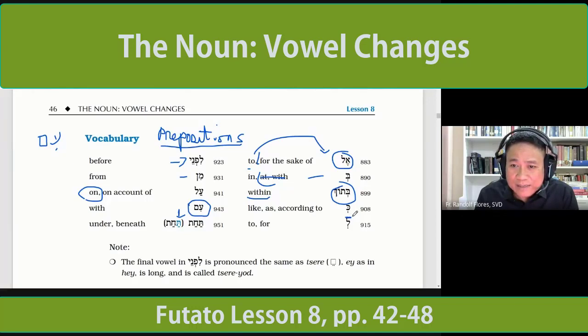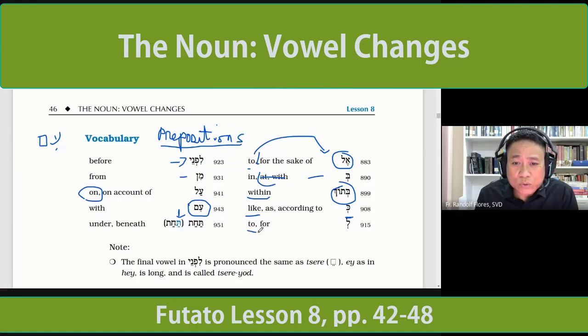Ke, like. Mika. I was lecturing on the book of Micah. Mika. Who is like? No? The Lord, for example. So mi is who. So mi, ke is like or as or according to.